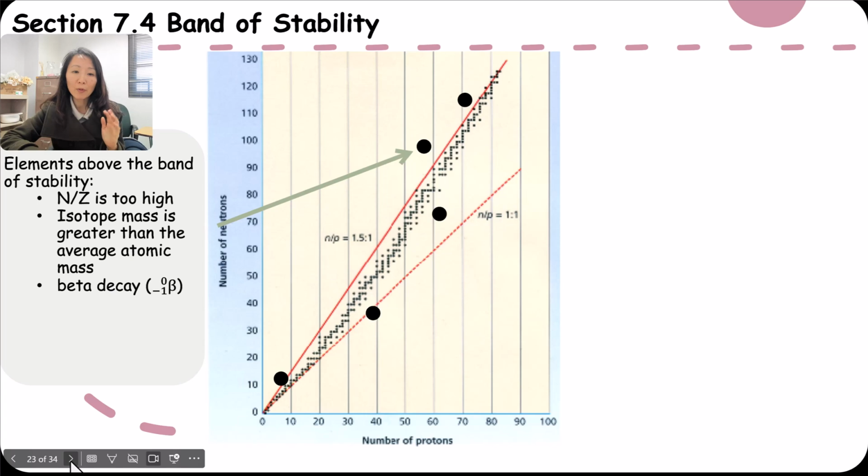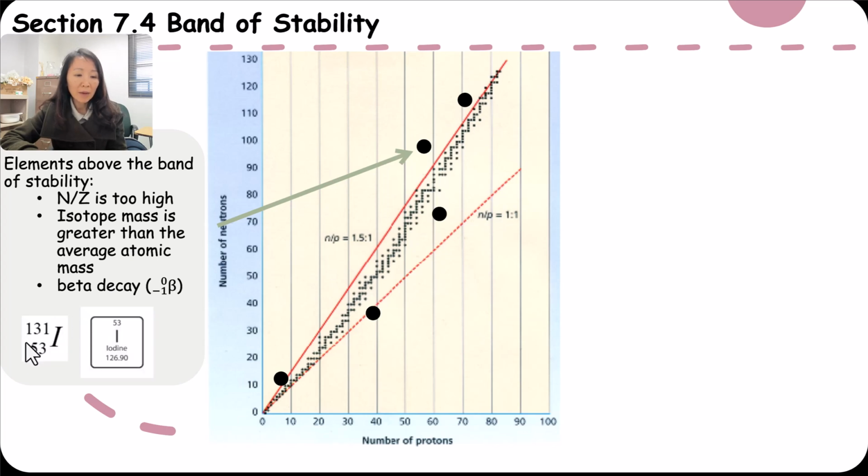So let's talk about the ones on the higher end of the proton or atomic number, the elements that are above the band of stability. Here's the 1.5, they fall quite high. This means that the neutron number is higher and the N to Z ratio is higher than 1.5. Well, the isotope mass is most likely going to be greater than the average atomic mass. What do I mean by that?